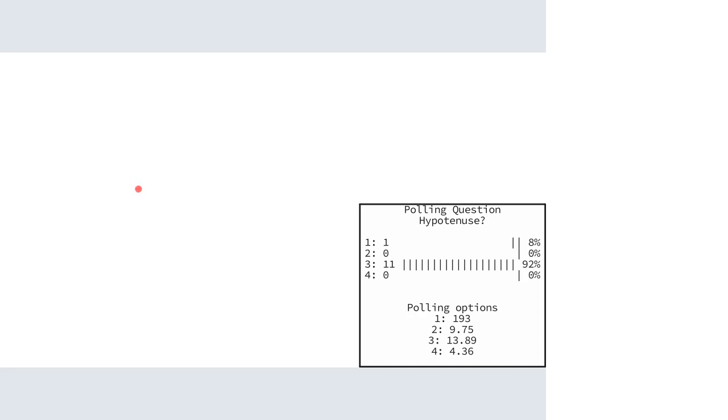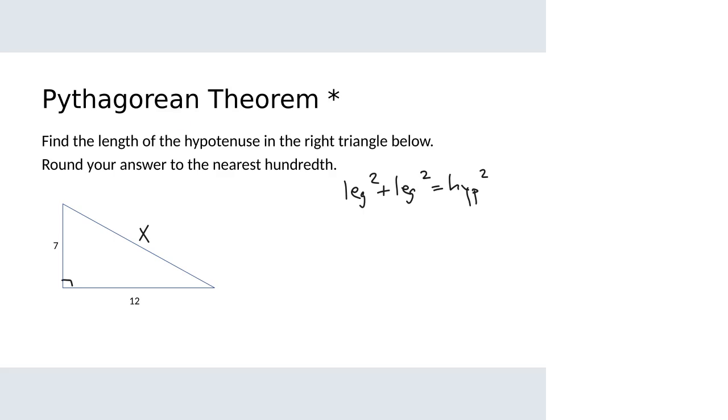Let's see where we are. Not unanimous, but definitely strong agreement. That's a good sign. Very good. All right, let's talk through this. And if you see anything that you're not sure of, don't hesitate to ask.